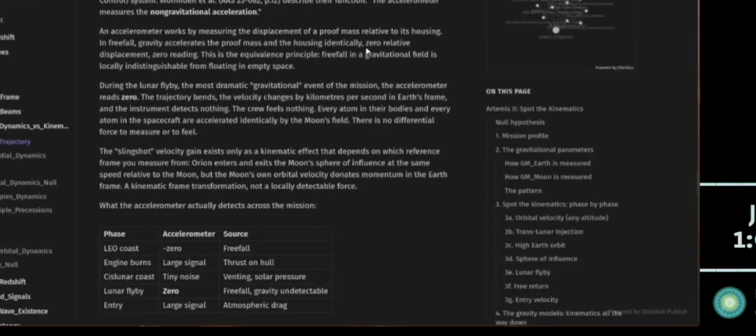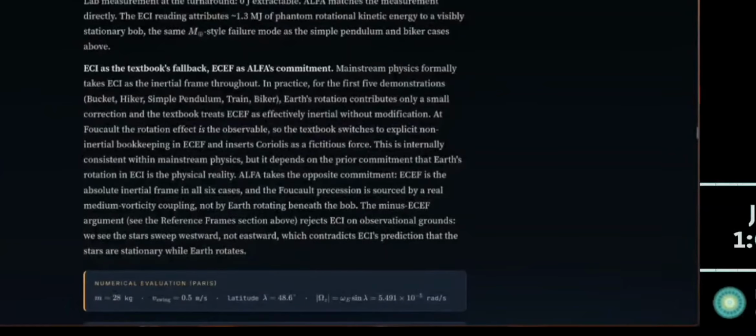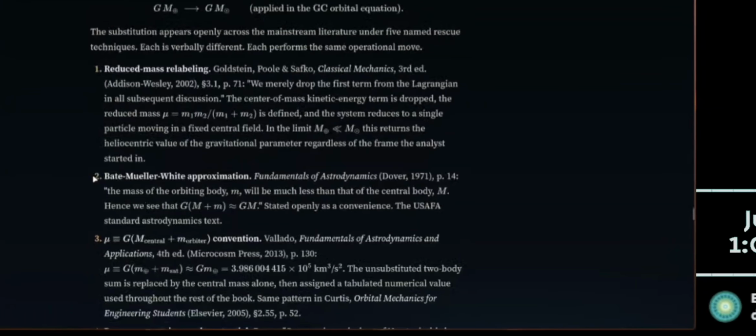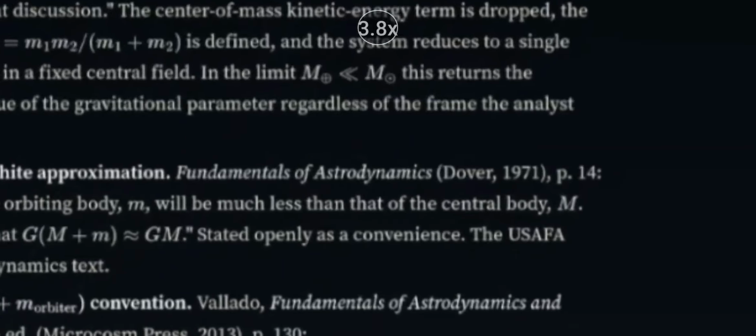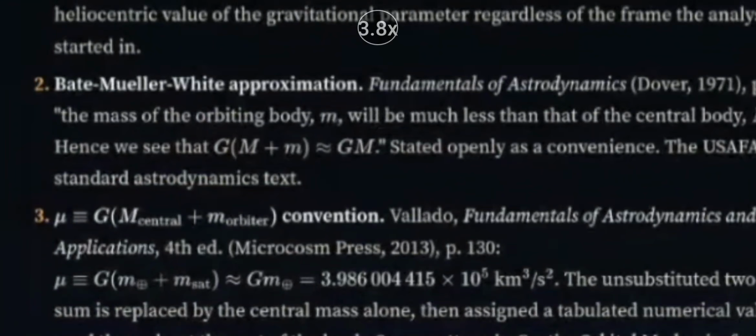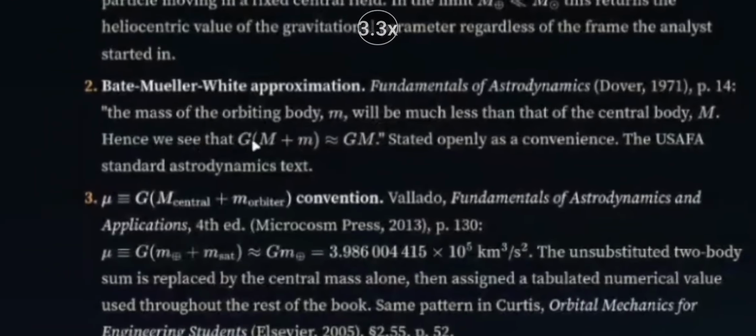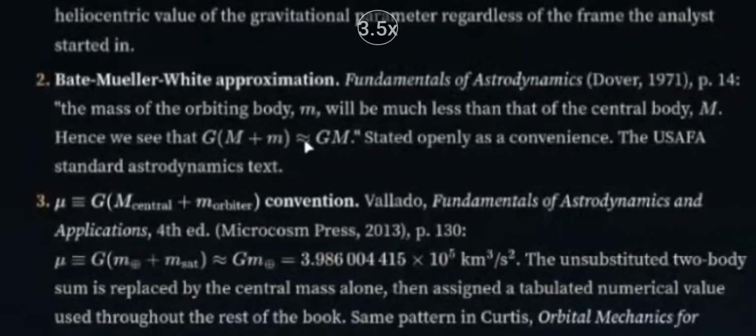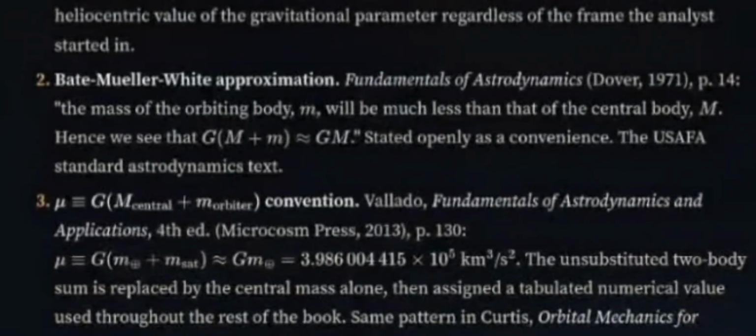So I agree with you. There's even a workup here on the approximation. I'm not disagreeing that these are the best values we have for GM. It's called the Bate-Mueller-White approximation. The mass of the orbiting body, little m, will be so much less than the mass of the central body that G times big M plus little m is approximately GM. So again, this integration over a field, all this stuff, it's never not the same Kepler ratio.